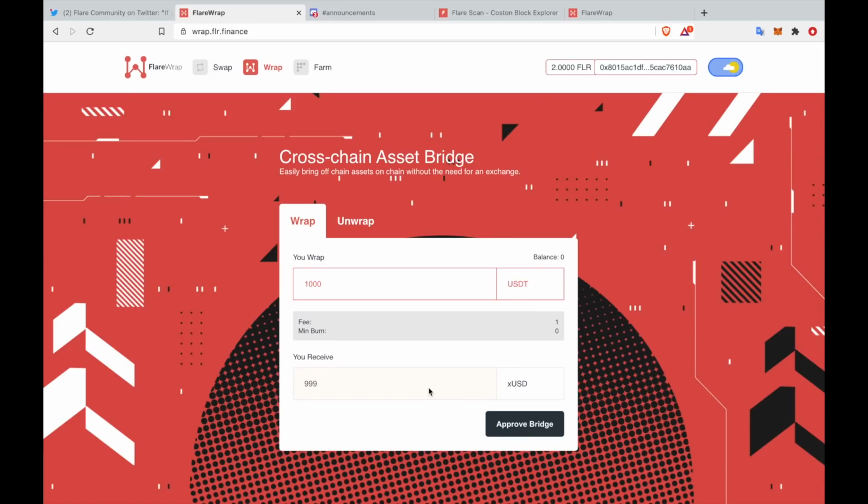Once you have gone through this procedure and you have your XUSDT, you will then be able to begin using the functionality of the Flare Finance applications, and you will no longer need to visit this page.